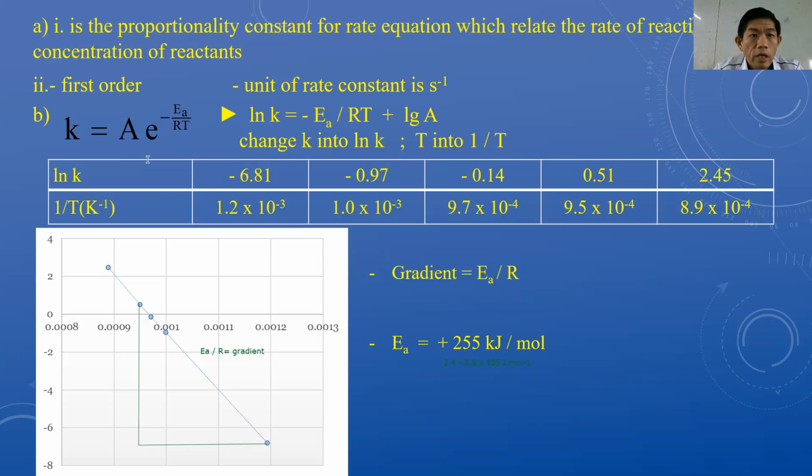So I repeat, you have to first derive the Arrhenius equation to become ln K equals negative Ea over RT plus ln A, not log, but ln. So change the K into ln K, change the T into 1 over T. So you plot the table, from the table you plot the graph, and then you calculate the activation energy here. Okay, so that is how you are going to calculate it here.